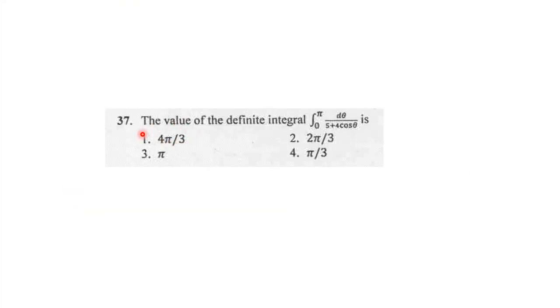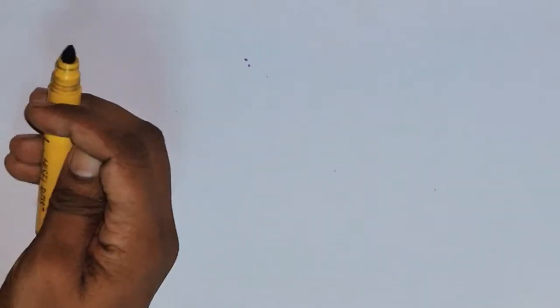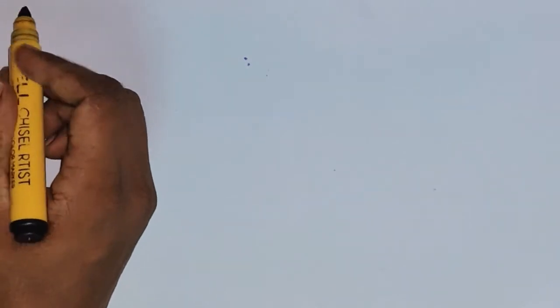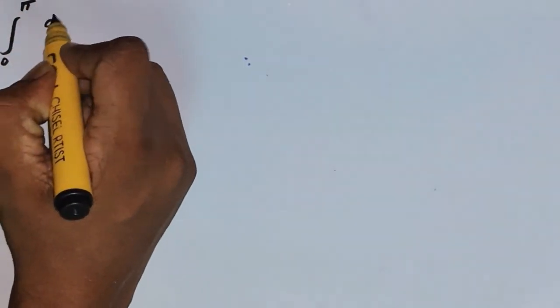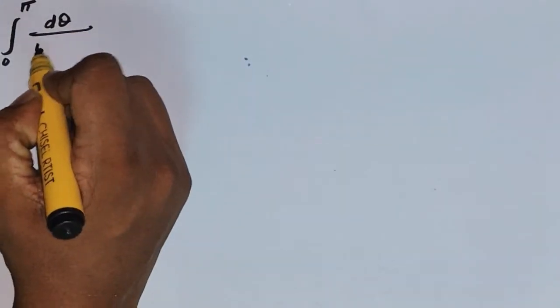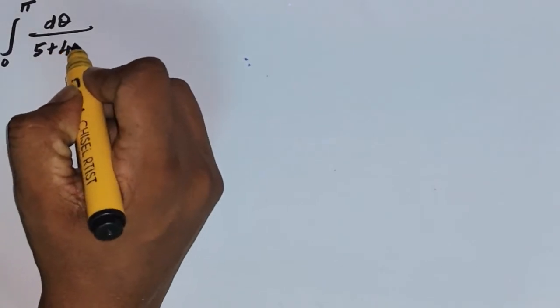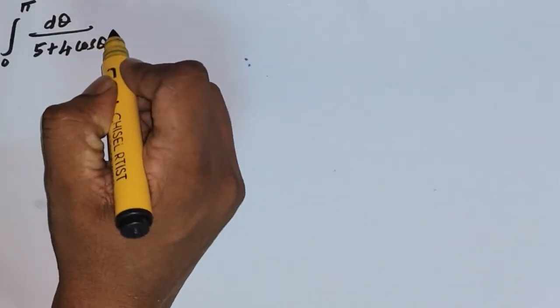So, question number 37. The value of the definite integral from 0 to pi of d theta divided by 5 plus cos theta is, what is the answer? This is the problem we are going to solve today. So first we can write the integral. The integral is from 0 to pi of d theta divided by 5 plus 4 cos theta.